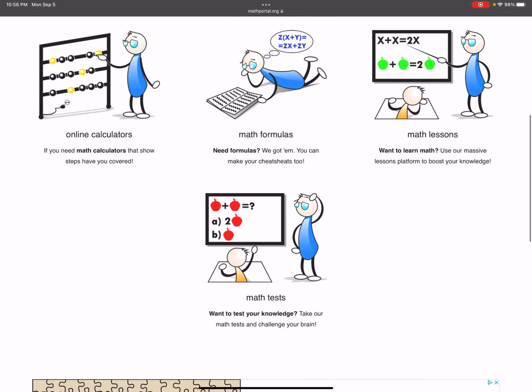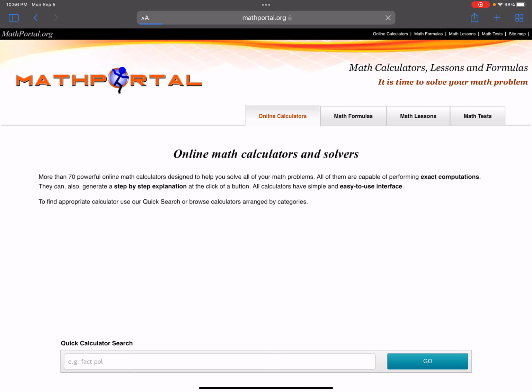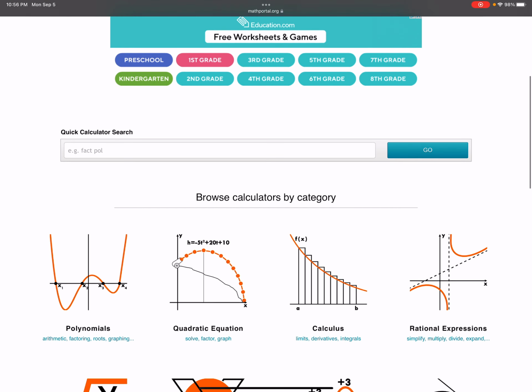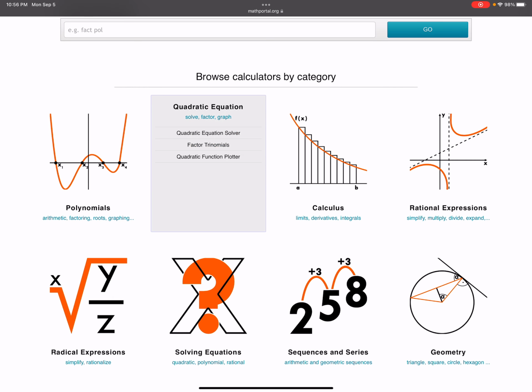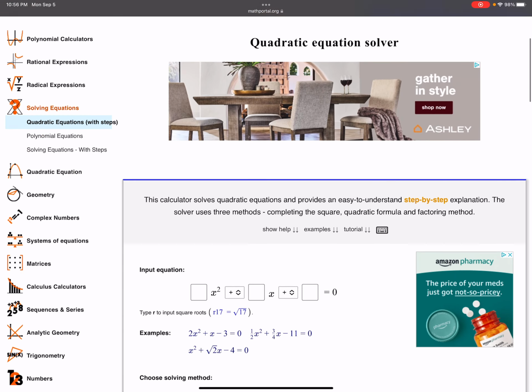Online calculators, math formulas, there are even math lessons and math tests. This is a free resource. It's really cool. But I want to go to the online calculator, and I want to look for quadratic equation. And I want to do the quadratic equation solver. This is the coolest thing.